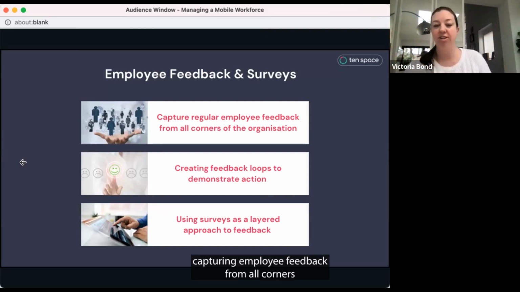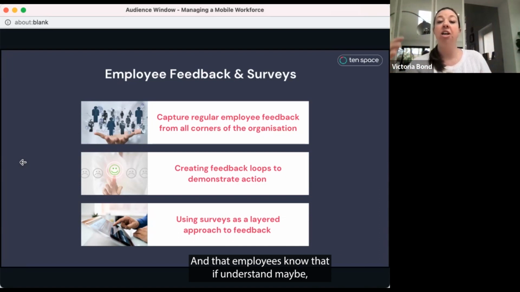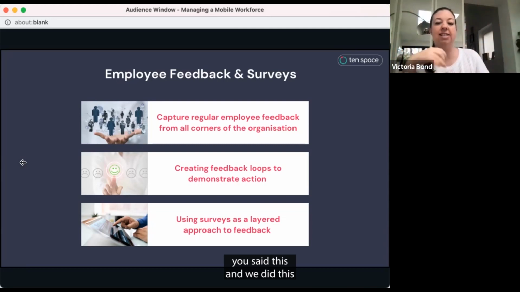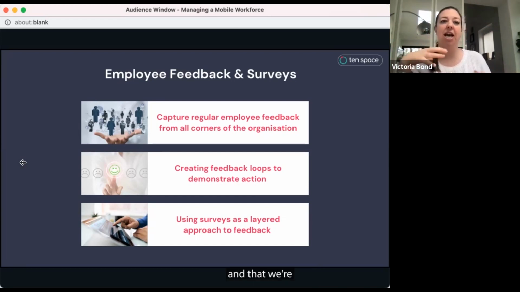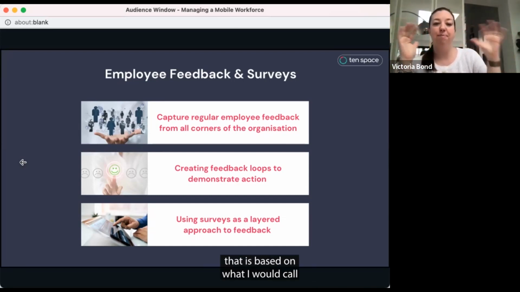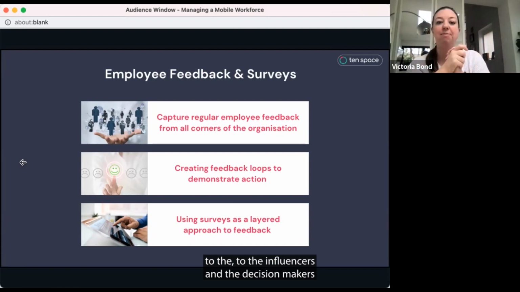employee feedback from all corners of the organisation on a really regular basis, and creating that feedback loop to demonstrate that you're taking action, so that there isn't this kind of vacuum of feedback happening, and that employees know that you said this and we did this, you said this and we did this. And then, if you are using surveys, use it as a layered approach to feedback, and make sure that in the moment, the face-to-face feedback is still happening, and that we're really creating that employee voice in all corners of our organisation, so that we don't end up with just a culture of feedback that's based on what I would call the vocal minority, the people who are closest to the influencers and the decision makers.